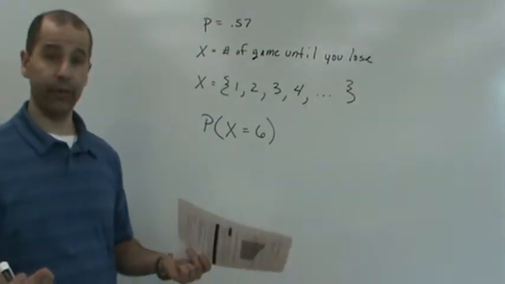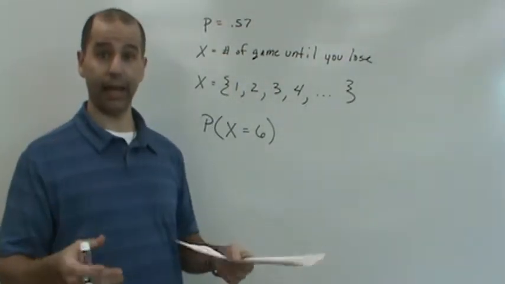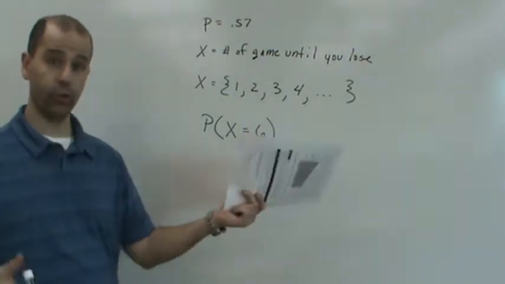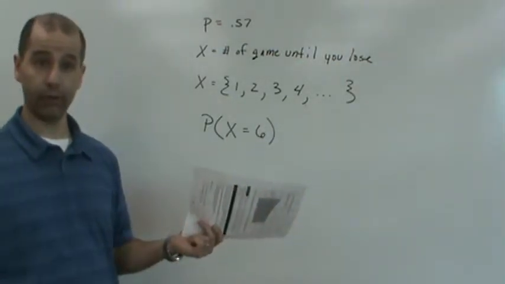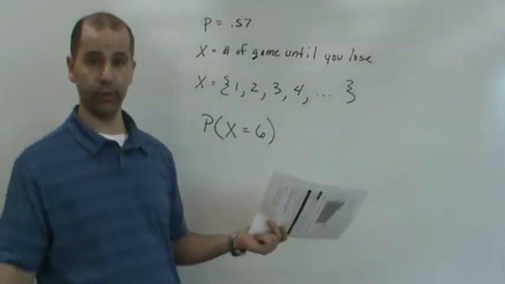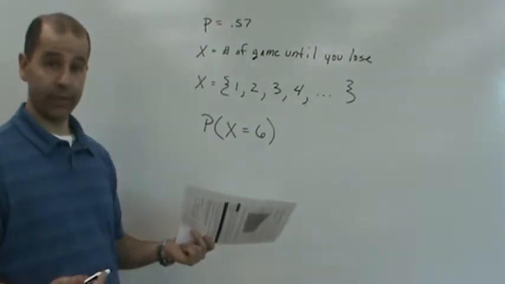What's the outcome of each trial? Every time you play the game, you're either going to lose or you're going to win, so there are only 2 possible outcomes. So this is a Bernoulli trial. Each trial is Bernoulli. So good, that one's done.